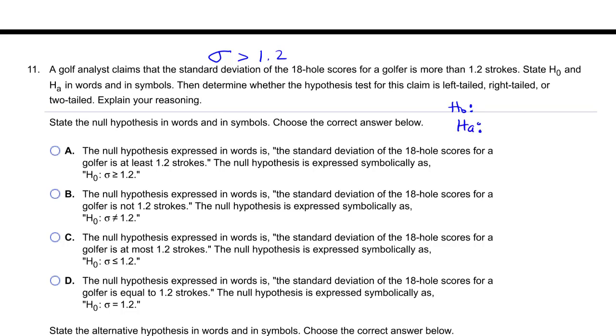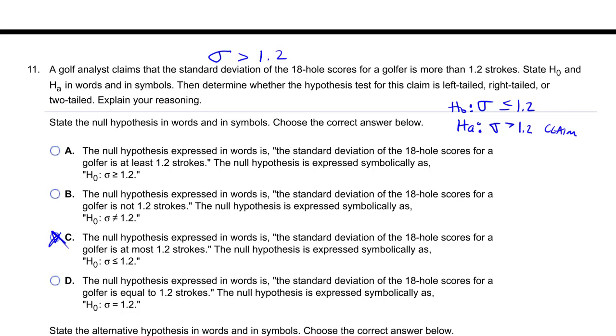Sigma more than 1.2. Right away, I know that claim has to be the alternative because it doesn't have an equals. Sigma greater than 1.2, and that's the claim. We may not need to know what the claim is in this example, but I always like to do it anyway. And what's the rest? If it's not greater than, it's less than or equal to 1.2.